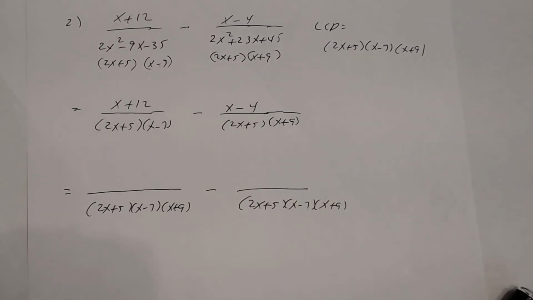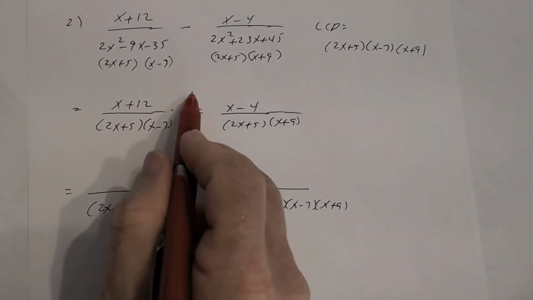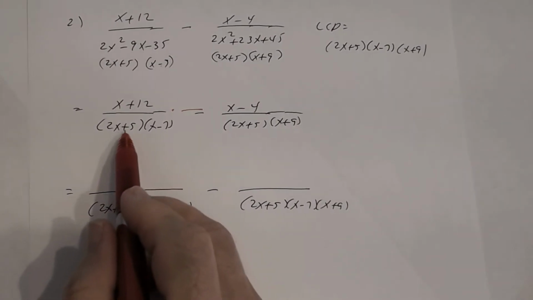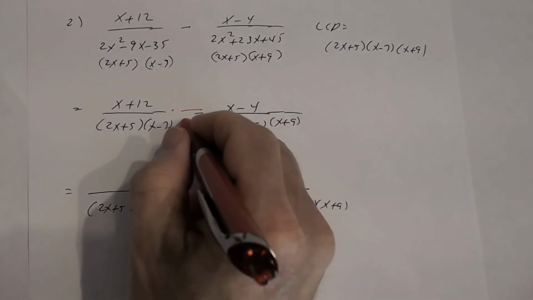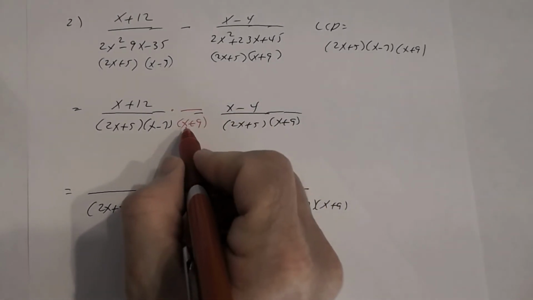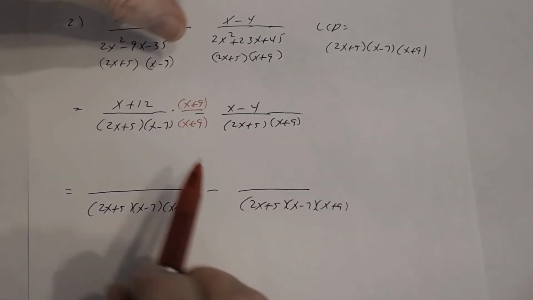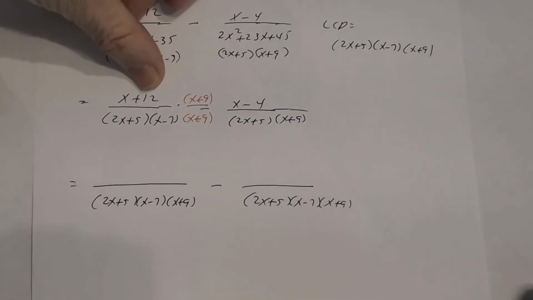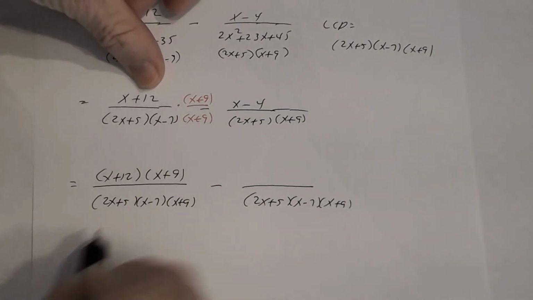Okay, so at this point, that's where you're going to write equivalent fractions. So I have to multiply this fraction by some fraction to get this denominator. So notice I have the 2x plus 5, I have the x minus 7, missing the x plus 9. So I got to multiply this by x plus 9. But what I do to the denominator, I do to the numerator. But be careful. You see, this is a binomial times a binomial. So you must put that x plus 12 in parentheses.